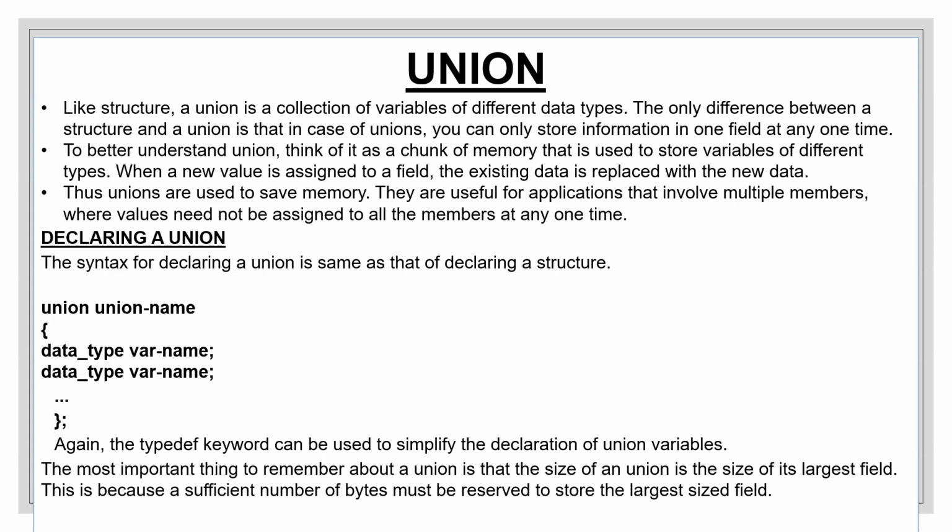What is the size of a union? The size of a union is the size of its largest field. There may be many fields in a union, and the largest field size is the size of the union. This is because the union needs to reserve enough memory to manage the largest member.